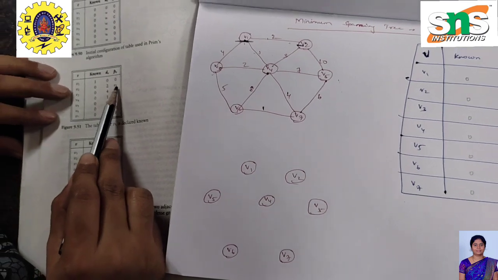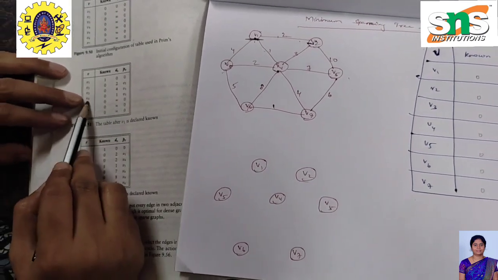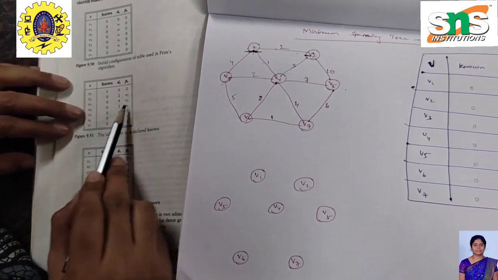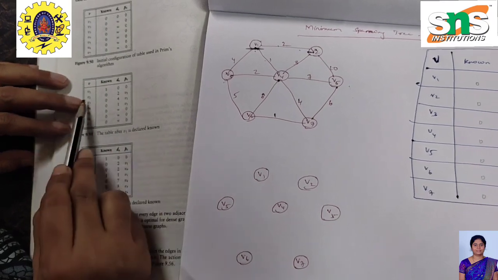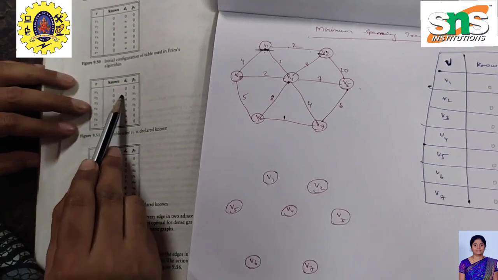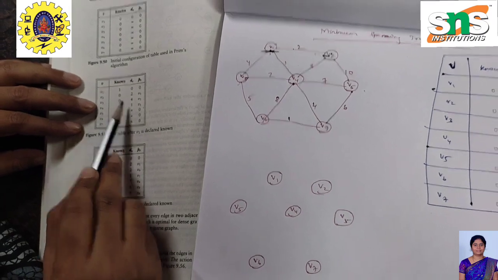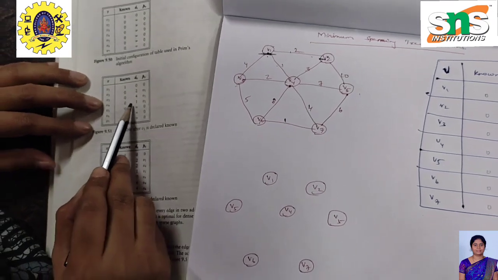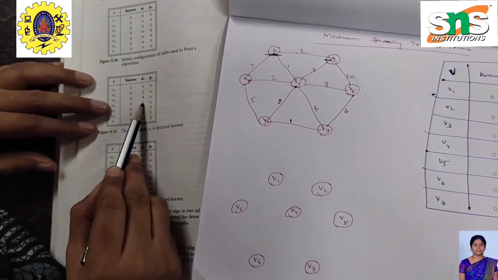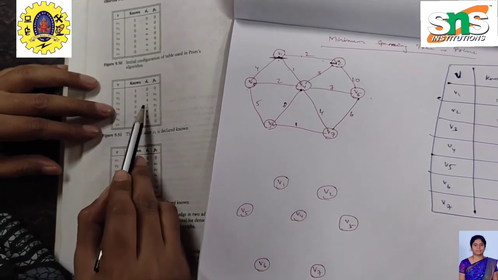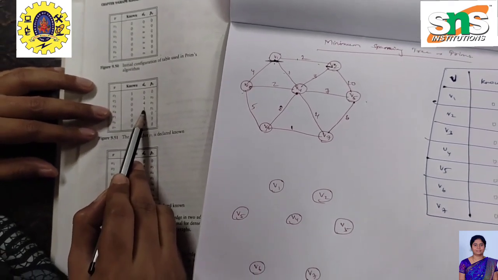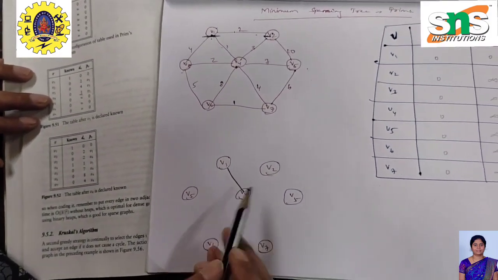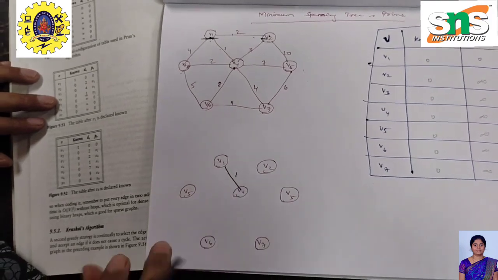So from V1 I am visiting V2, V3 and V4. The weights or distances are 2, 4, 1. So from V1 to V2, V3, V4 with distances 2, 4, 1, that has to be updated in the table. In this table we have to take the minimum value. V1 to V4 is the minimum value, so first we have to take that and draw it here. So V1 to V4, and it has weight 1.